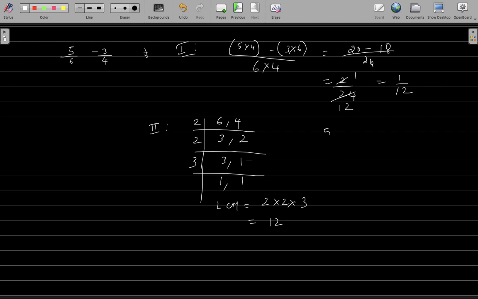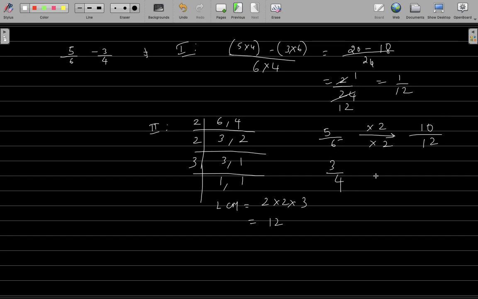Now you have 5 by 6. I can write 5 by 6 in terms of something by 12. That is a denominator. I want to convert it to 12. How do I get it? 6 times 2 gives you 12. So 5 times 2 should give you 10. So the equivalent fraction of 5 by 6 is 10 by 12.